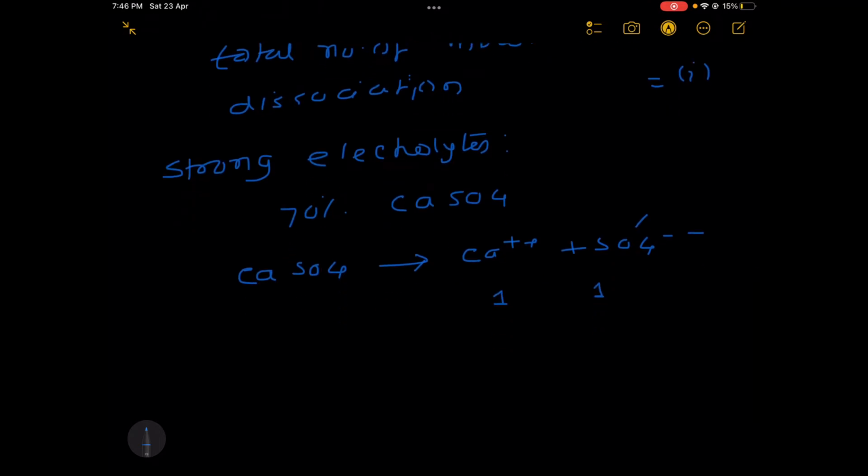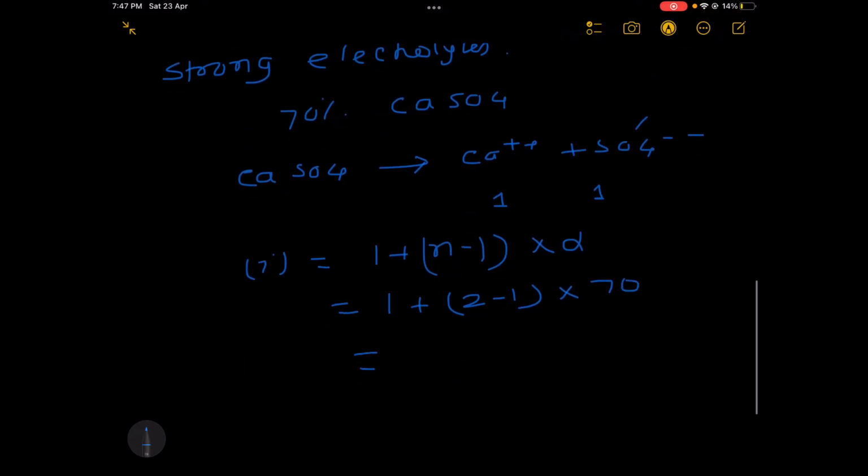So you just apply this formula of the Vant Hoff factor: i = 1 + (n - 1) alpha. Here n is the number of particles, and alpha is the degree of dissociation. So 1 + (2 - 1), there are 2 particles, into alpha, which is 70%. So 1 plus 1 into 0.7, that is equal to 1.7, the value for a strong electrolyte.